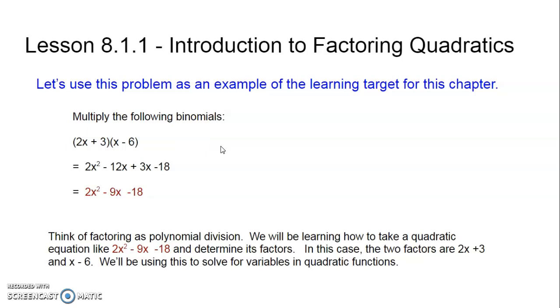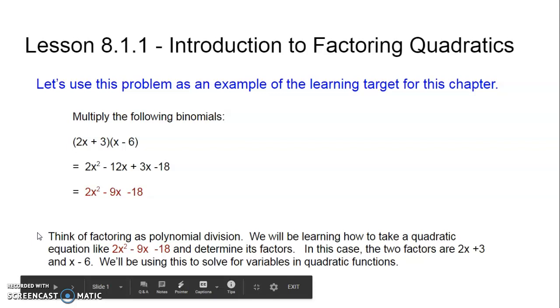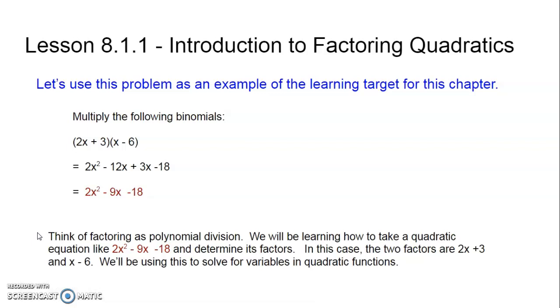We've been working on multiplying polynomials. So here's an example of a binomial times a binomial. So remember, when you do that, you want to distribute the 2x to both and the 3 to both, and then combine like terms. So when we distributed the 2x, we got 2x squared minus 12x. When we distributed the 3, we got the positive 3x and the negative 18. And then you combine like terms. So what we would say is 2x plus 3 times x minus 6 is equal to 2x squared minus 9x minus 18.